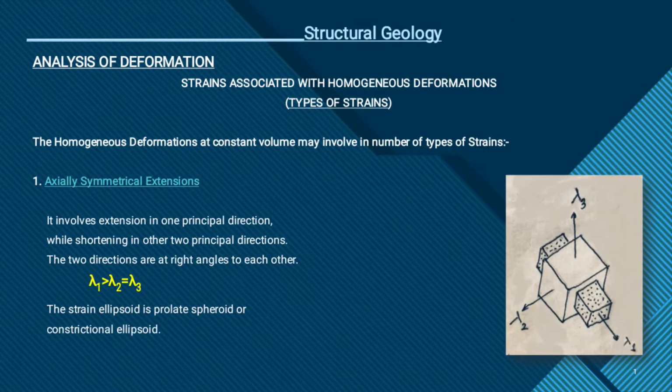Okay, so the first one is axially symmetrical extension. It involves extension in one principal direction. So here lambda 1 is extended, and constriction in the other two directions. So the formula: lambda 1 is greater than lambda 2, and lambda 2 and lambda 3 are equal.